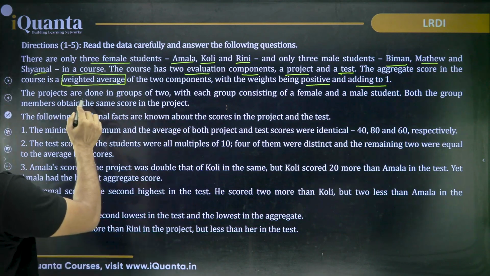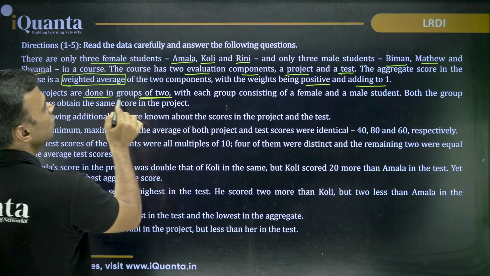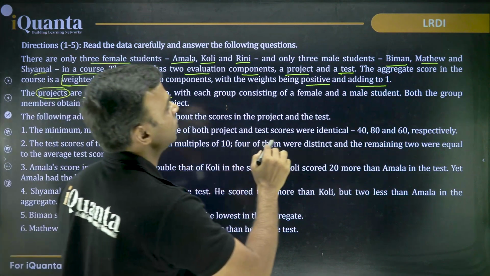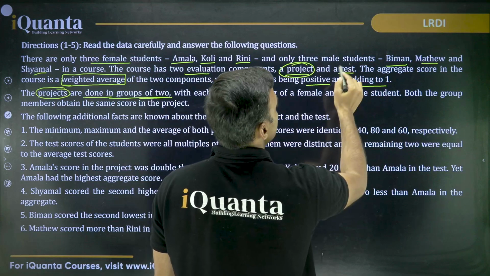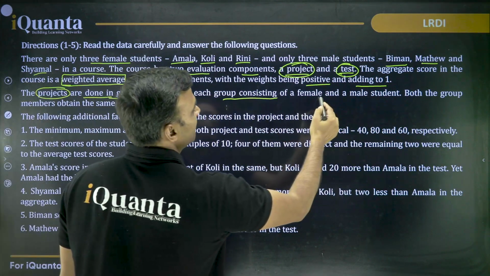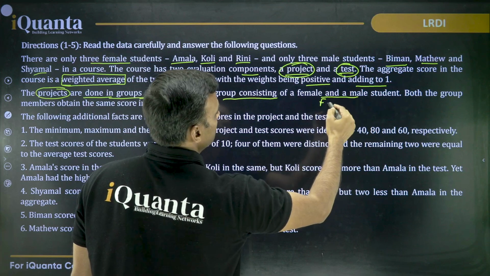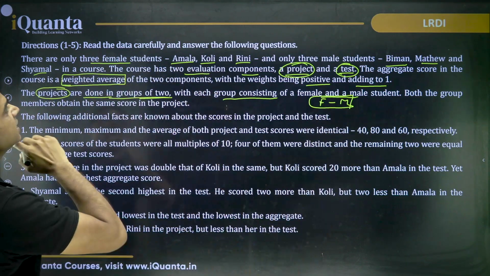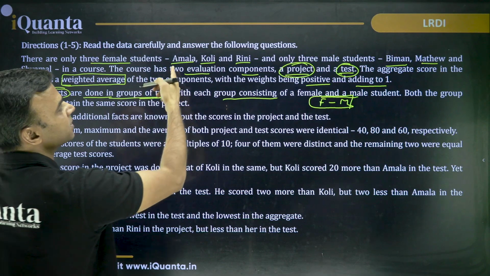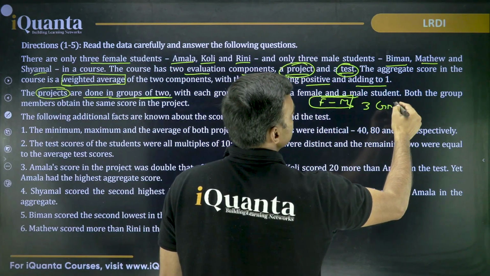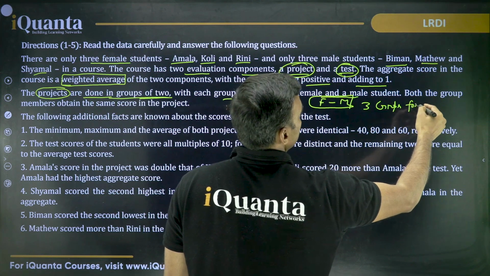Okay. The projects are done in groups of 2. So right now we're talking about projects, not the tests. We have 2 components, project and test. Don't forget that. Alright. With each group consisting of a female and a male. Good. So 1 female, 1 male. This is the group. This way we will have 3 groups. Why? Because there are 3 females, 3 males. So 3 groups for project.